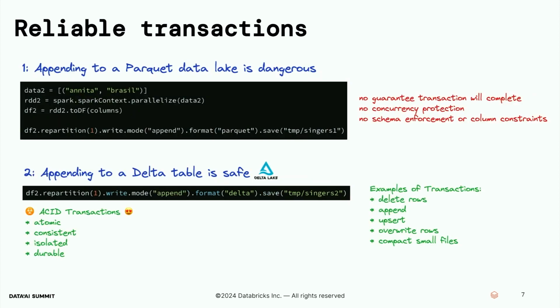Let's look at the reliable transactions that are provided by an open table format like Delta Lake. So in section 1 there, we are instantiating a PySpark data frame, and then we are going to write that out to a Parquet data lake. Now, writes to Parquet data lakes, or any transactions to a Parquet data lake, are dangerous. So we're not guaranteed that that's going to complete fully or fail fully.